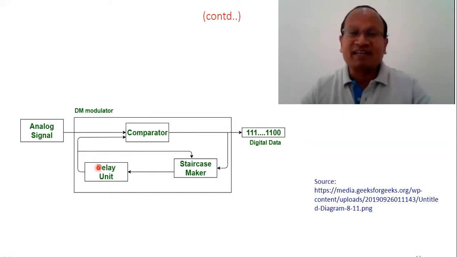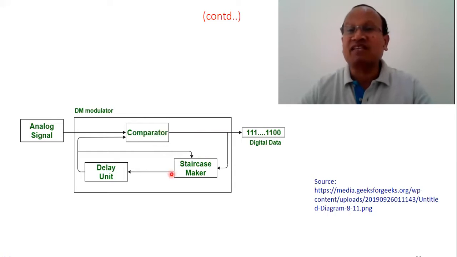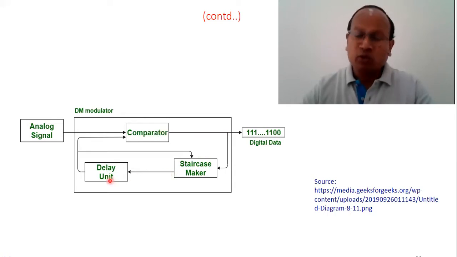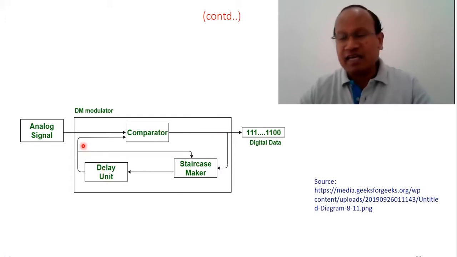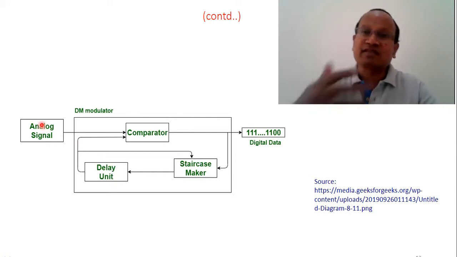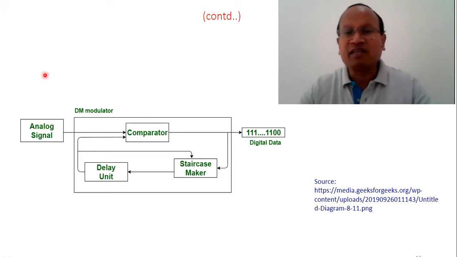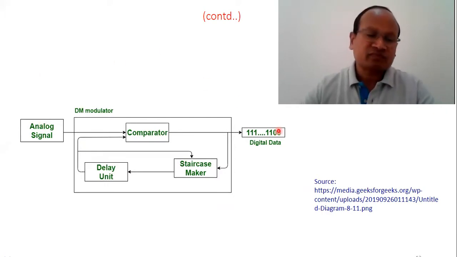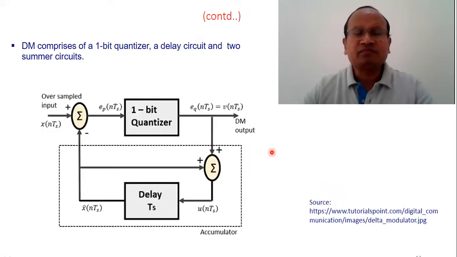So therefore, that delay unit, if we convert into the Z transform domain, here we will write z to the power minus 1. And this is a staircase marker that will, with the help of the comparator output, try to reconstruct the previous sample with the help of the delay unit as well. And then again it will be compared repeatedly, until all the samples of the analog signal are encoded. And finally, the output is the stream of bits, that is the digital output, digital bit pattern.